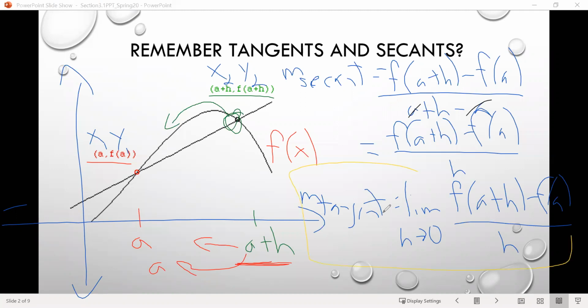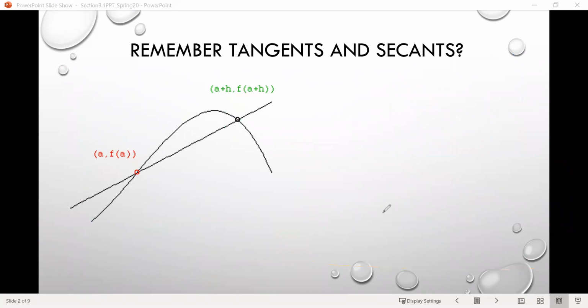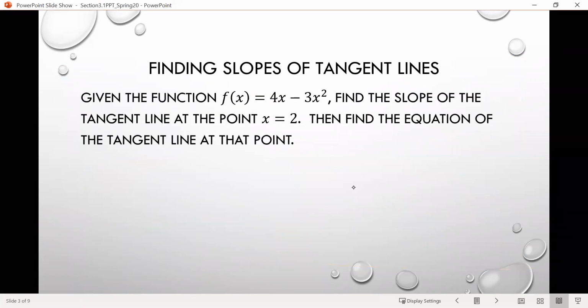And that, y'all, that will be the formula for the slope of our tangent line. Pretty cool, huh? Yeah, I thought you would think that. Okay, so let's look at an example of this.